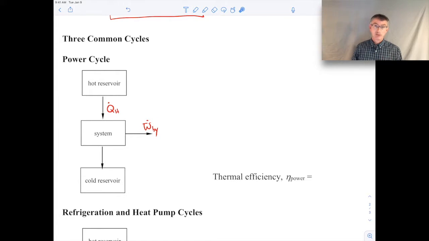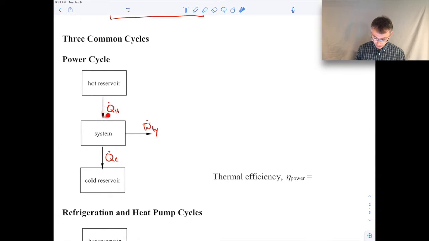Now, one of the things you'll learn when we talk about the second law of thermodynamics is we can't just end our power cycle there. We can't just have a hot reservoir, a system, and then power out. We have to unload some energy to the surroundings, or to a cold reservoir. So there will always have to be a Q dot C that leads into a cold reservoir.